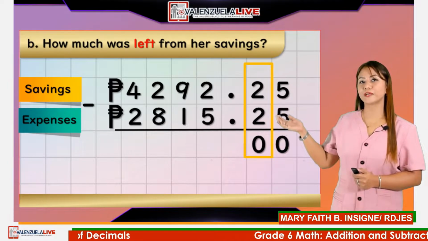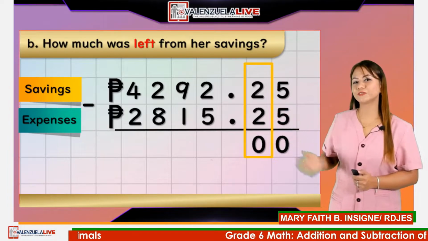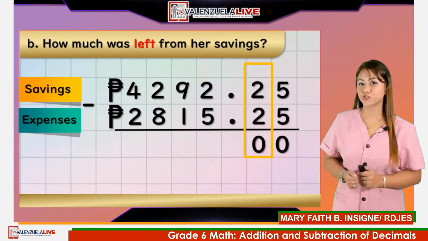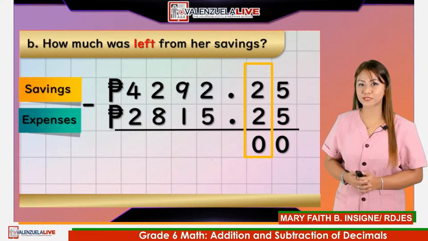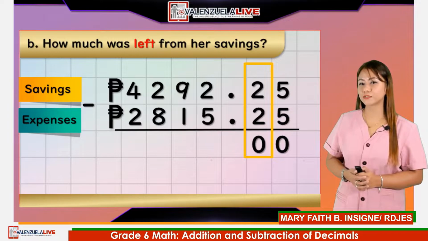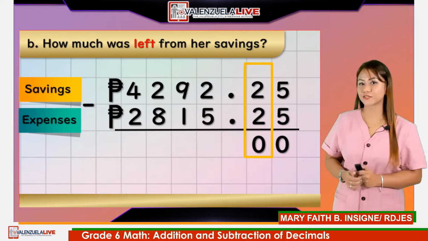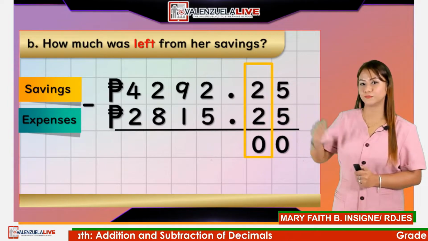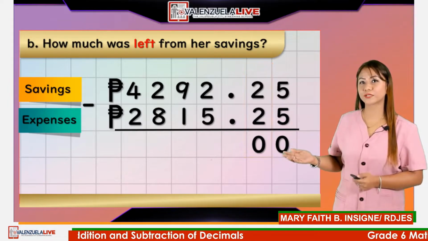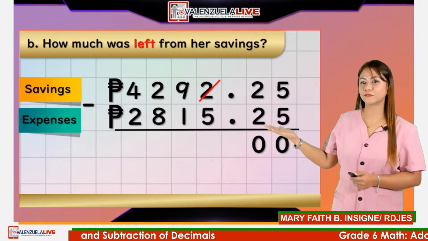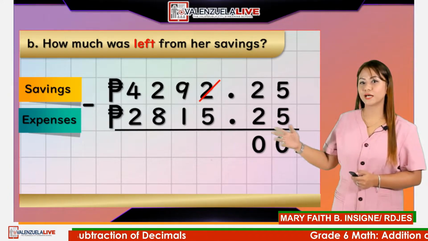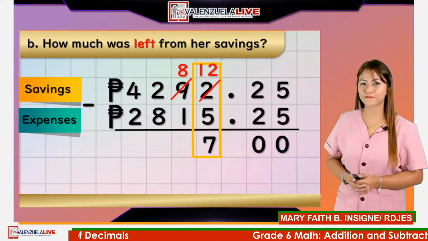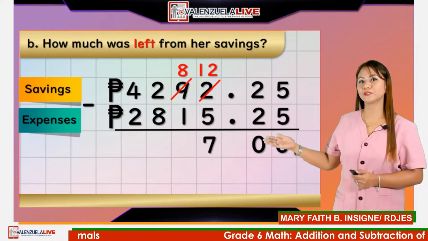Since we cannot subtract 5 from 2, we need to regroup it. Regrouping in subtraction is a process of exchanging 1/10 into 10 ones. If the digit you are subtracting is bigger than the digit you are subtracting from, you must borrow a group of 10 from the left column, so that 2 will become 12. Since we borrow 1 from 9, 9 will become 8. 12 minus 5 equals 7. 8 minus 1 equals 7.